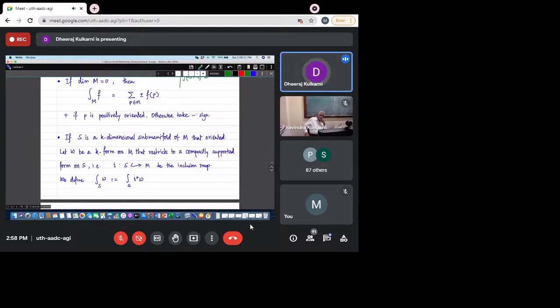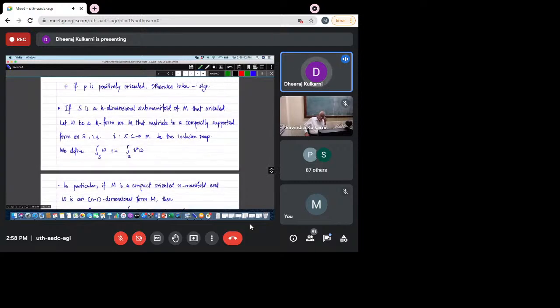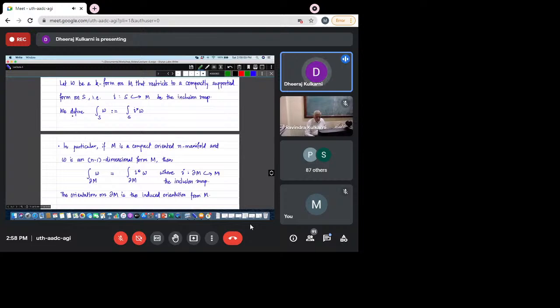To make sense of this notion, we have to have oriented k-dimensional submanifolds, and the form should restrict to a compactly supported form. So why did I say this? Because I want to go towards the Stokes theorem, in which we are talking about integrating an n-1 form defined on M onto the boundary. So, I am discussing that in the next point.